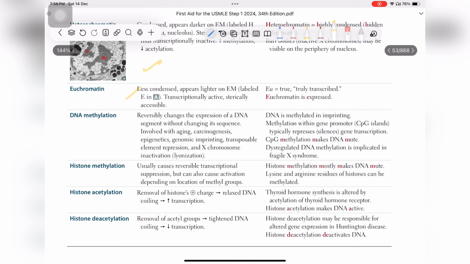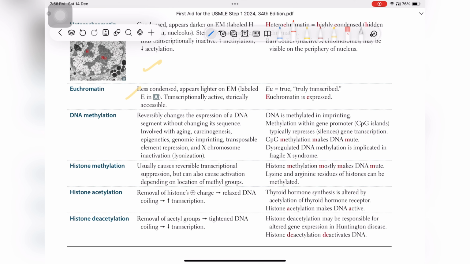Coming to DNA methylation, first I am going to read it. Reversible changes that affect expression of a DNA segment without changing its sequence. Involved with aging, carcinogenesis, epigenetics, genomic imprinting, transposable element repression, and X chromosome inactivation. DNA is methylated in imprinting. Methylation within gene promoter CpG islands typically represses, silences, gene transcription. CpG methylation makes DNA mute. Dysregulated DNA methylation is implicated in Fragile X syndrome.